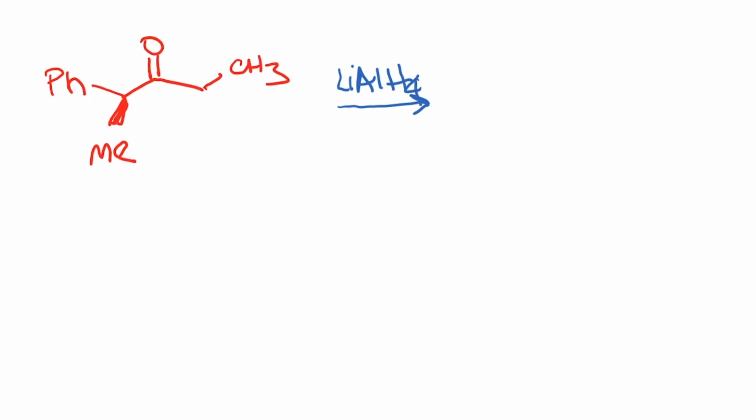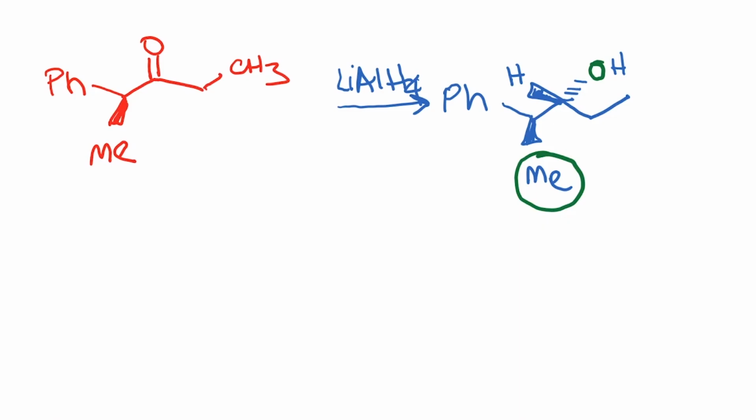Okay, so let me draw out the two compounds over here. So we have Ph, Me, the carbonyl over here, and let's say hydride comes from the top face, and so you end up with H. Just to be clear over here, we would call this compound anti, because the two functional groups have an anti relationship to one another.